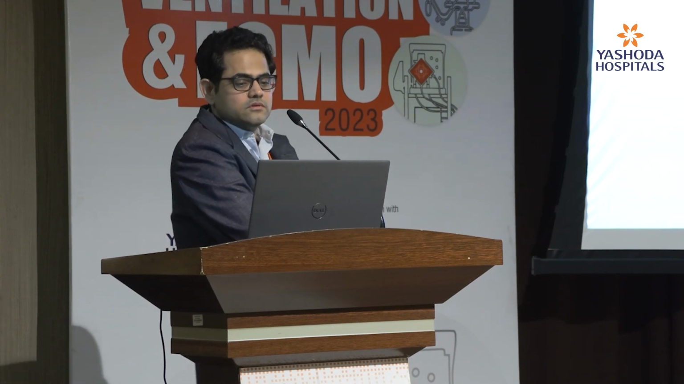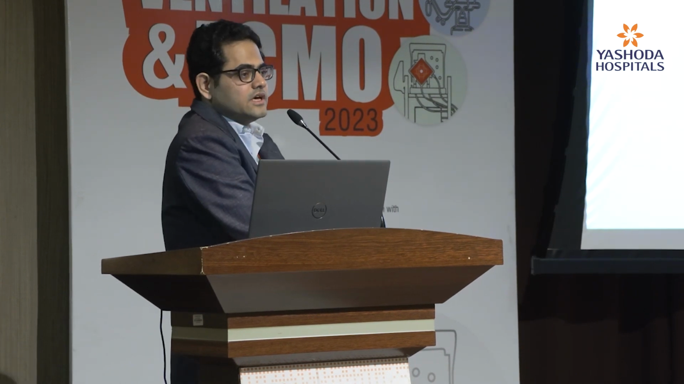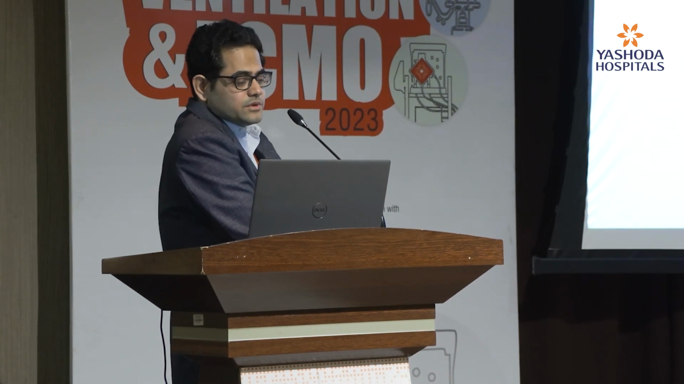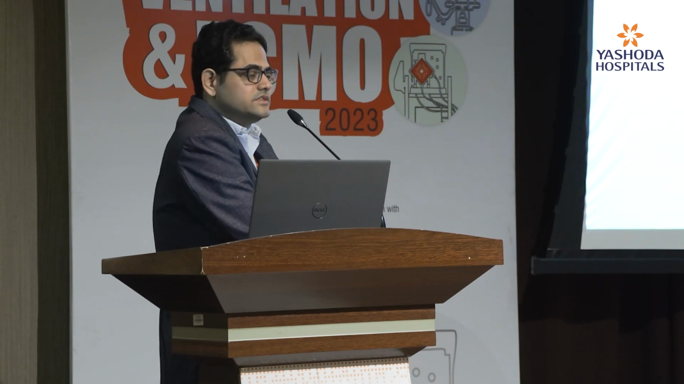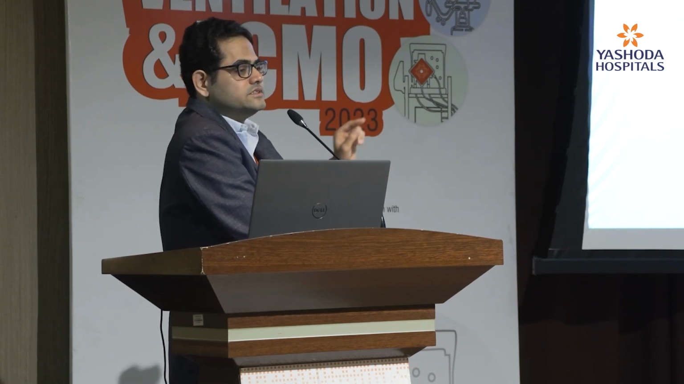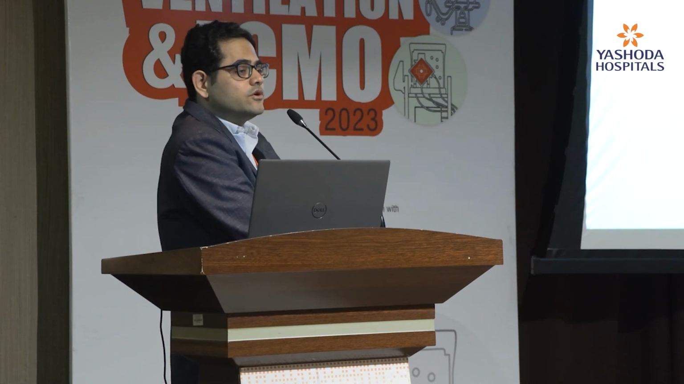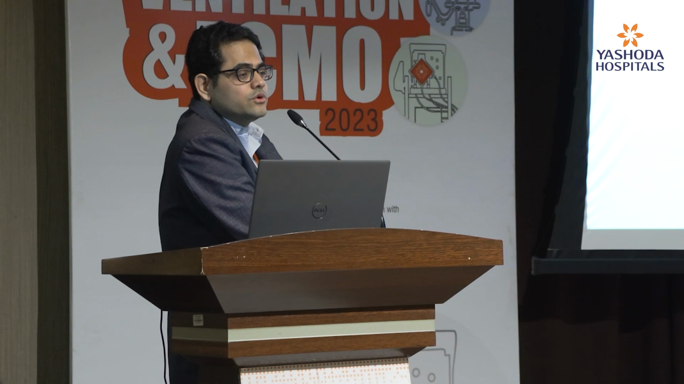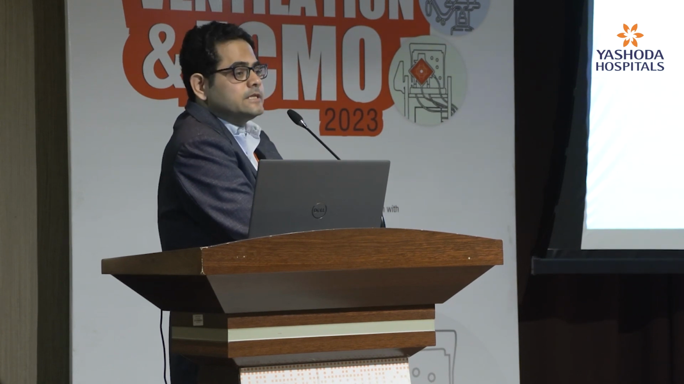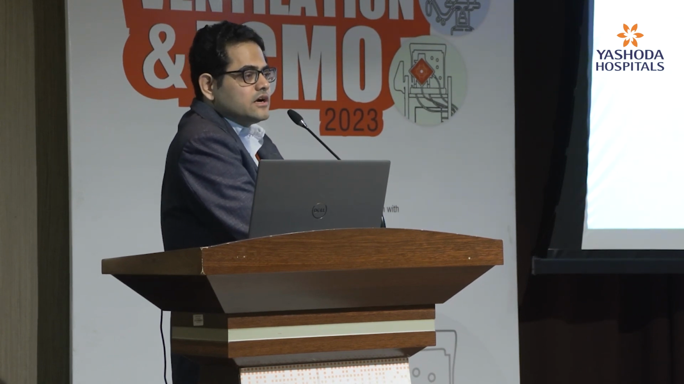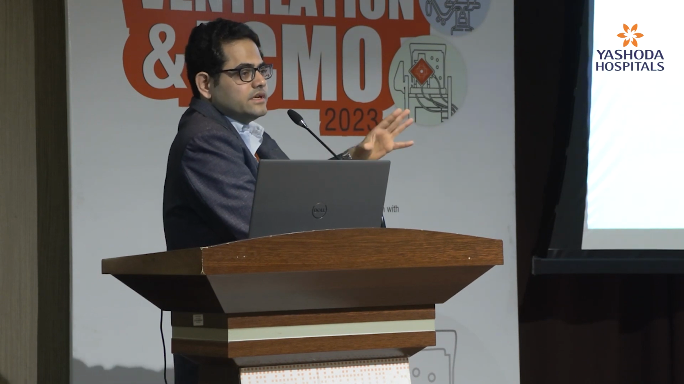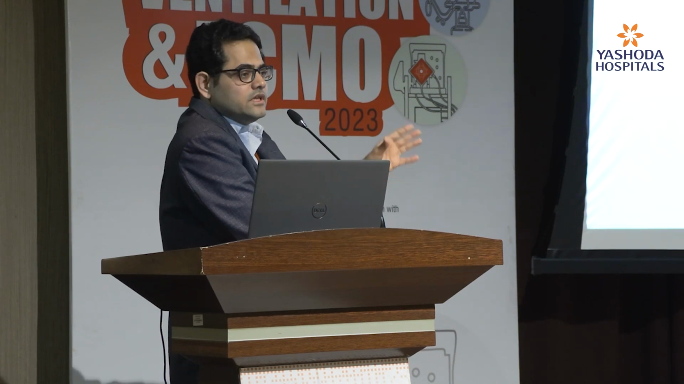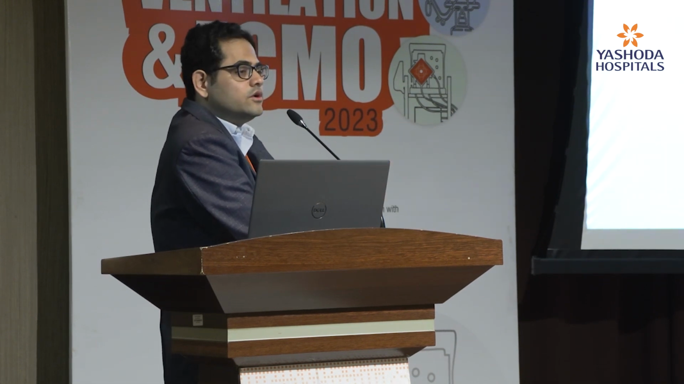Again, coming down to airway pressures, there are two components: resistive pressure and elastic pressure. The resistive pressure is the pressure required to overcome the resistance of the airway and the endotracheal tube. It is given by the formula flow times resistance. The other is the elastic component of the pressure, which is the pressure required to distend the lung tissue as well as the chest wall. It is given by the formula volume times elastance.